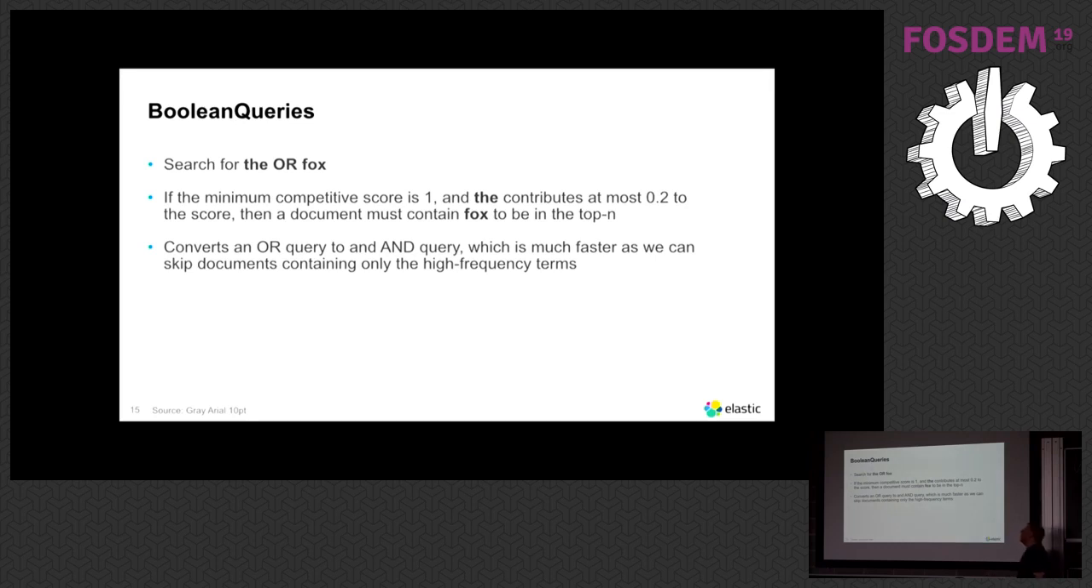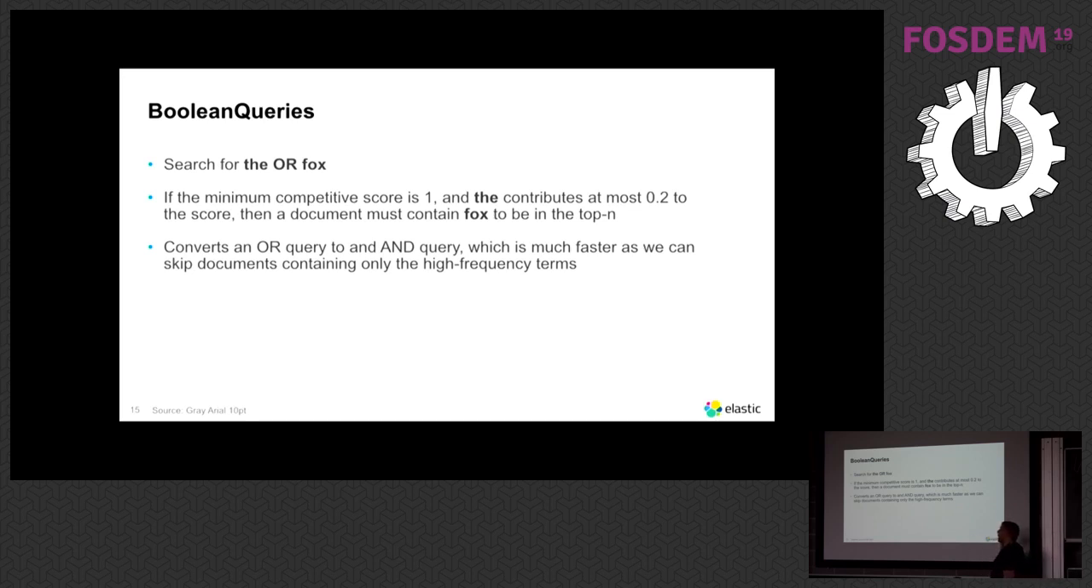Thank you. So let's say we have a query for "the or fox". Fox is a fairly low frequency term. "The" is an incredibly high frequency term. Basically, every single document in your corpus is probably going to have the word "the" in it. So, generally speaking, for a normal disjunction, you have to visit every single document that contains any of the terms.